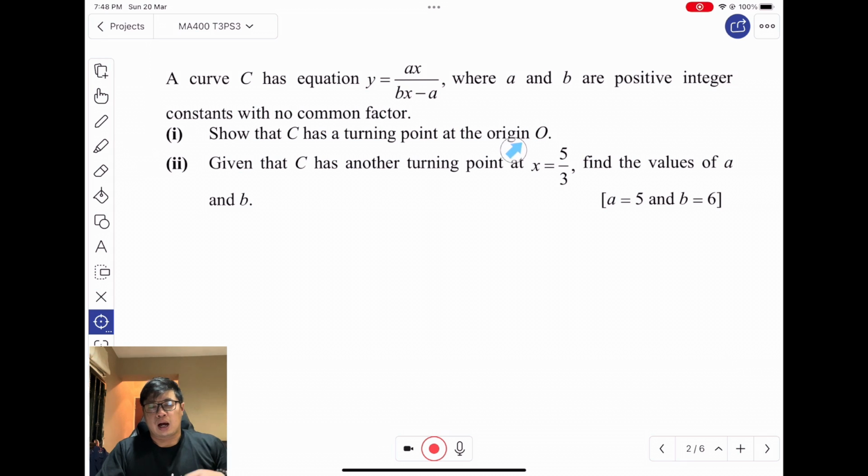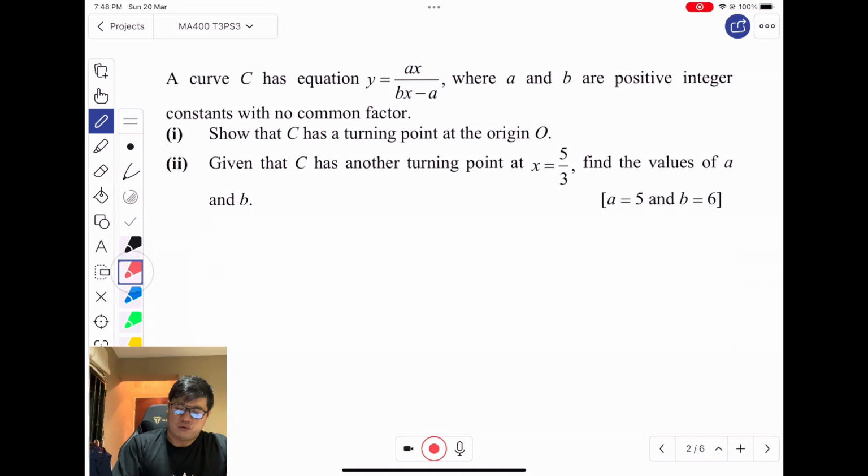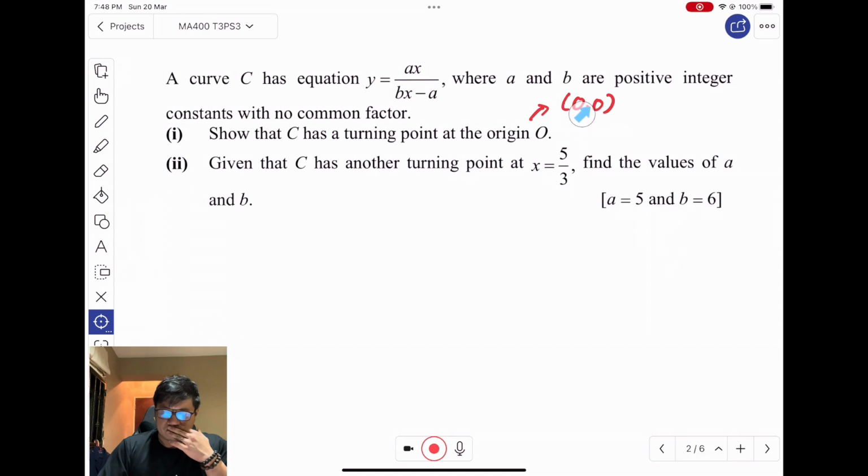So when we are asked to prove that there is a turning point, this means that we not only need to show that dy/dx equals 0. The origin refers to the coordinates x equals 0 and y equals 0. So first of all, we have to show that when x equals 0 and y equals 0, this gives us dy/dx equals 0.